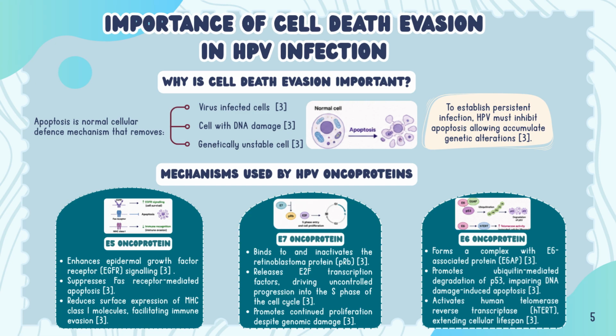Finally, E5 suppresses apoptosis and helps the virus evade the immune system by reducing MHC class I expression. Together, these mechanisms allow HPV-infected cells to survive, accumulate genetic mutations, and increase the risk of cervical cancer.